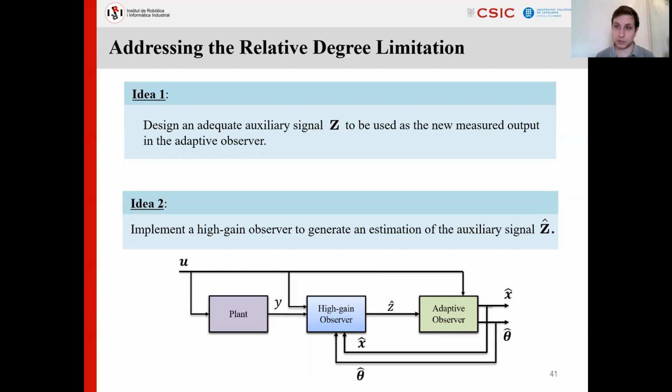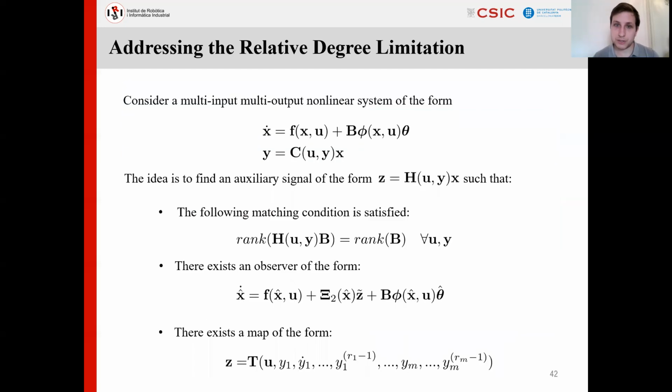So what this thesis proposes in such a scenario is to design an auxiliary signal Z that satisfies the relative degree condition, and then design the direct adaptive observer using this auxiliary signal Z. Naturally, as this is not a measured signal, this thesis proposes deploying a secondary Huygens observer that estimates this auxiliary signal. And then you couple the Huygens observer and the adaptive observer in a way that guarantees that the state estimation and the parameter estimation converge to the true values. In this new architecture, the only thing that remains is how to design this auxiliary signal. And what this thesis proposes is the following.